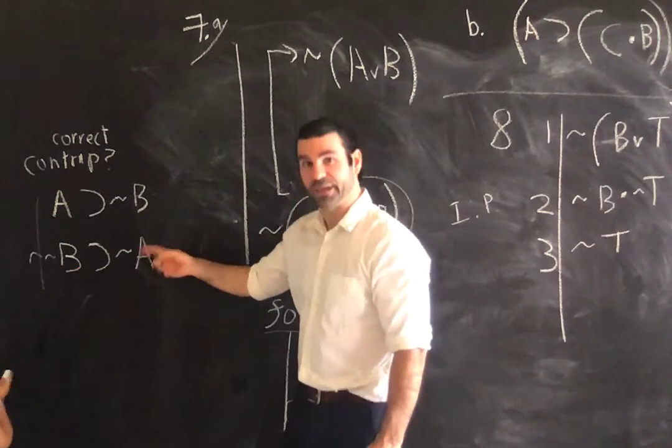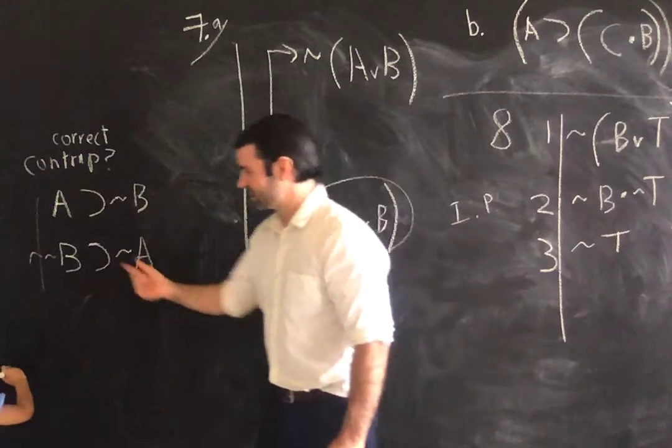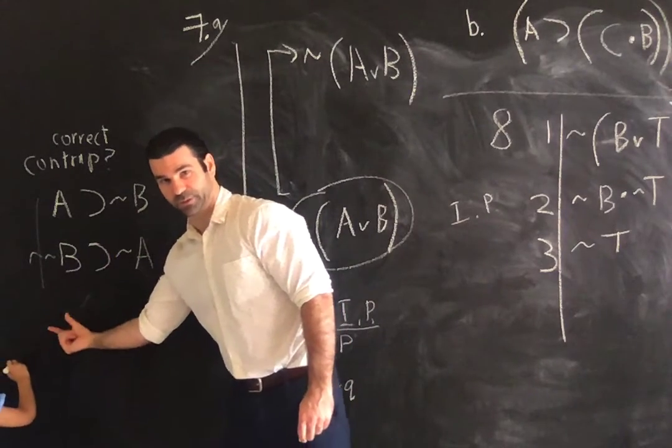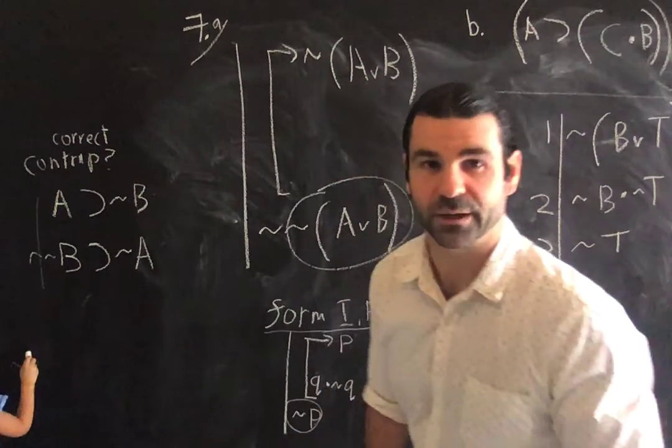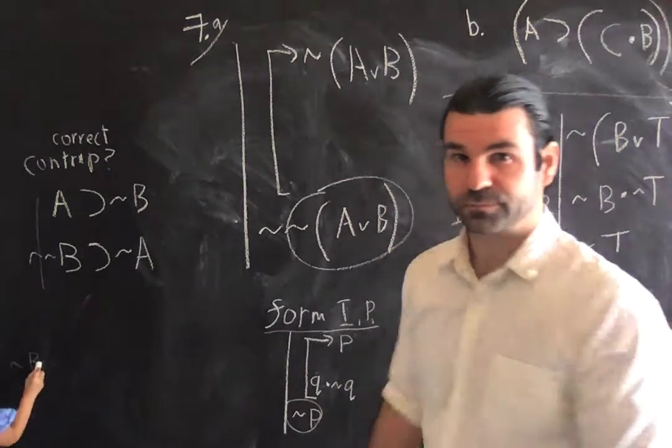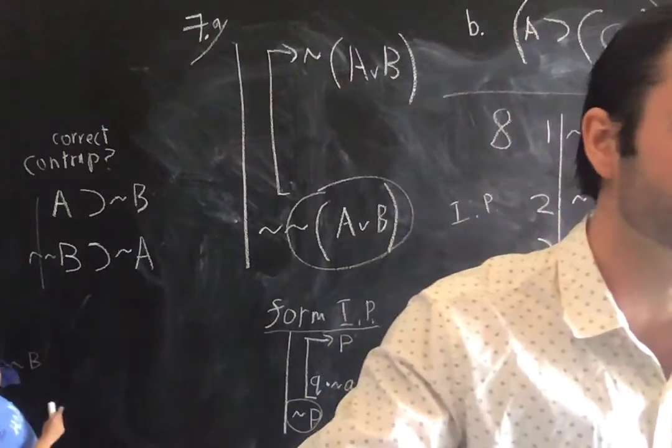So that. And then you could get B hook not A by double negation applied to the sub-formula, that is the antecedent of that conditional. As it is, no. Okay? So look out for questions like that. All right, that was 7A.